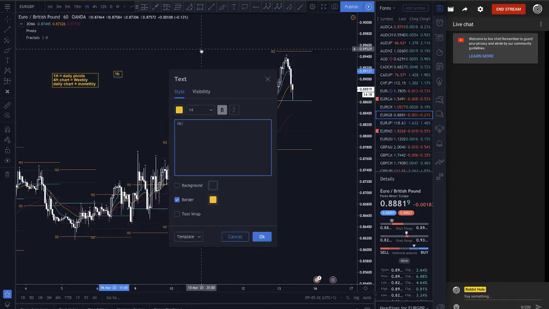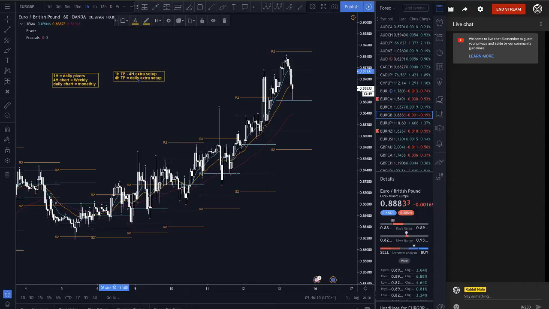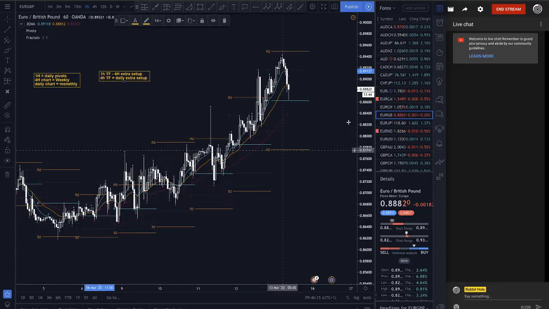But it will be like that. The 1 hour time frame has 4 hour bias or extra trade, we will say extra trade, and the 4 hour time frame has daily extra setup, and I will explain that doing the analysis from the 4 hour, because what is our entry signal?